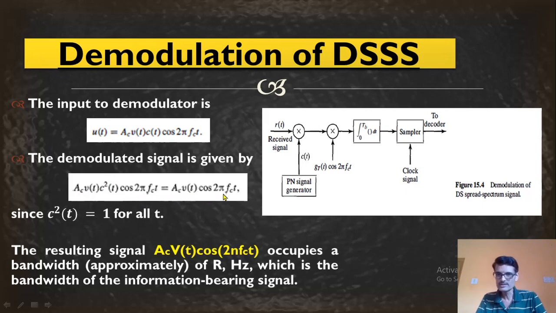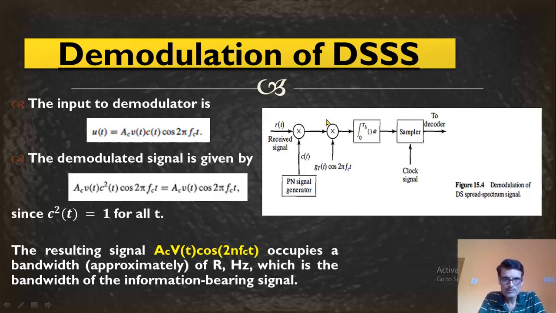Now what is the meaning of this? By multiplying this C of t with the received signal, the spread signal is now despread. The impact of that C of t is removed here. Just look at this equation. There is no C of t. I got AC V of t cos 2 pi FCT. A simple analog carrier multiplied with V of t. It is nothing but the PSK signal, right? So if I use a PSK demodulator, I will get back V of t.